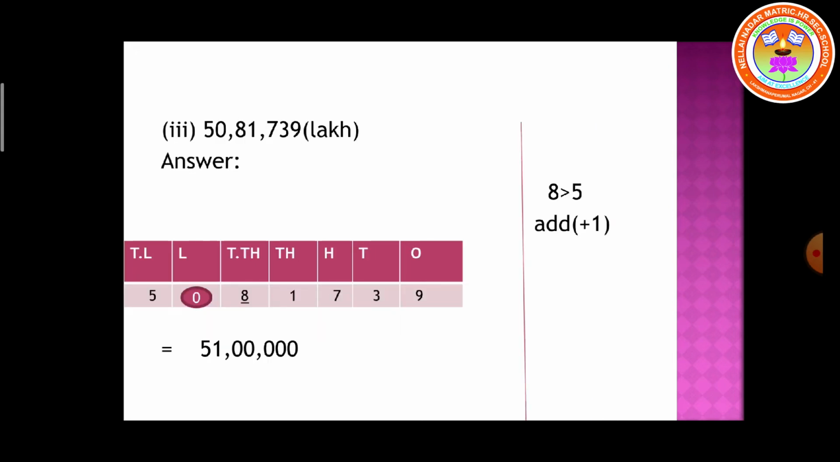Now next, the third subdivision, 50 lakhs 81,739. So you have to round it up to the lakh.